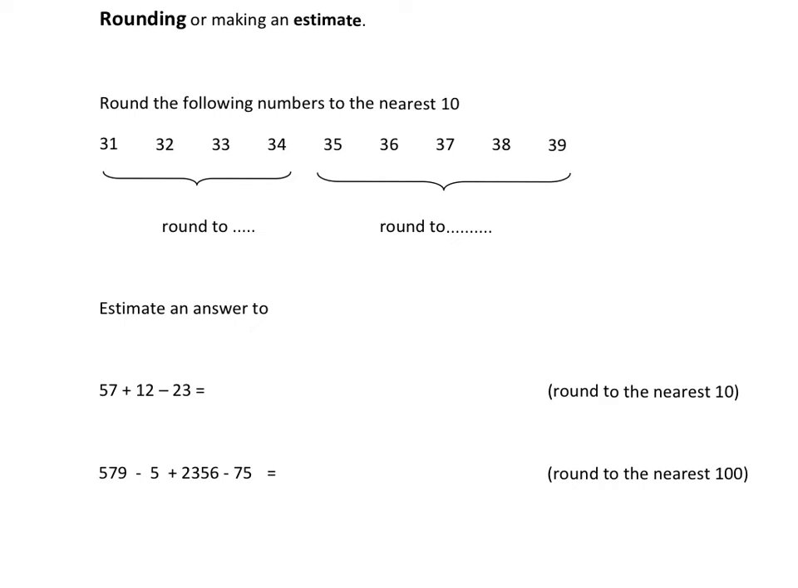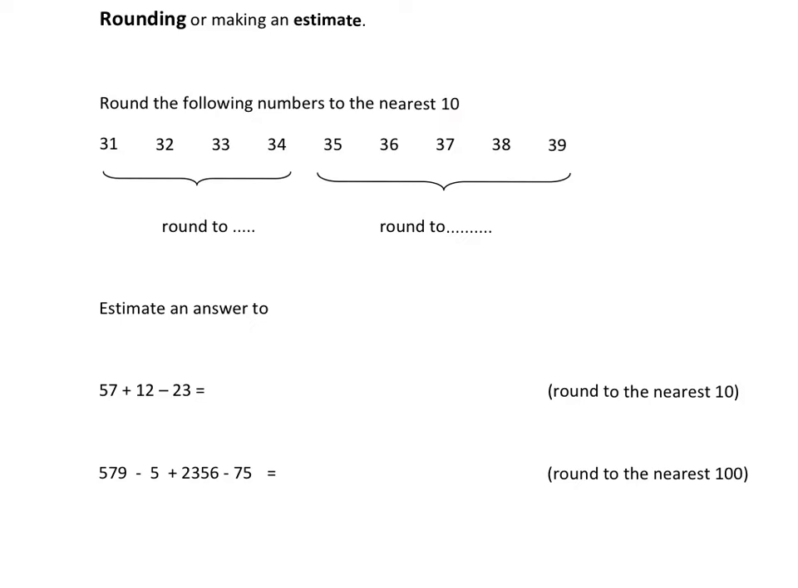On this page we're having a look at how to round numbers so that we can make an estimate of a mathematical expression such as 57 plus 12 minus 23. Now the rules for rounding are as below.